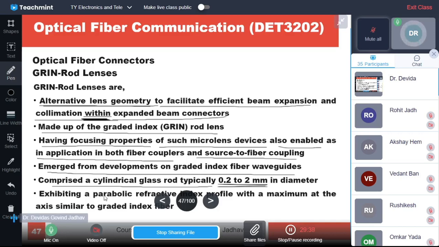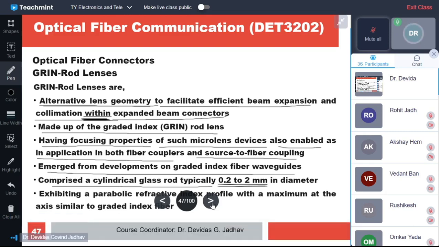So exhibiting a parabolic refractive index profile with a maximum at the axis, it is similar to graded index fiber. Graded index fiber also has refractive index maximum at the axis. So this is nothing but the graded index fiber. It also has maximum refractive index at the axis, and it is a parabolic refractive index. Parabolically, the refractive index goes on reducing towards the end.